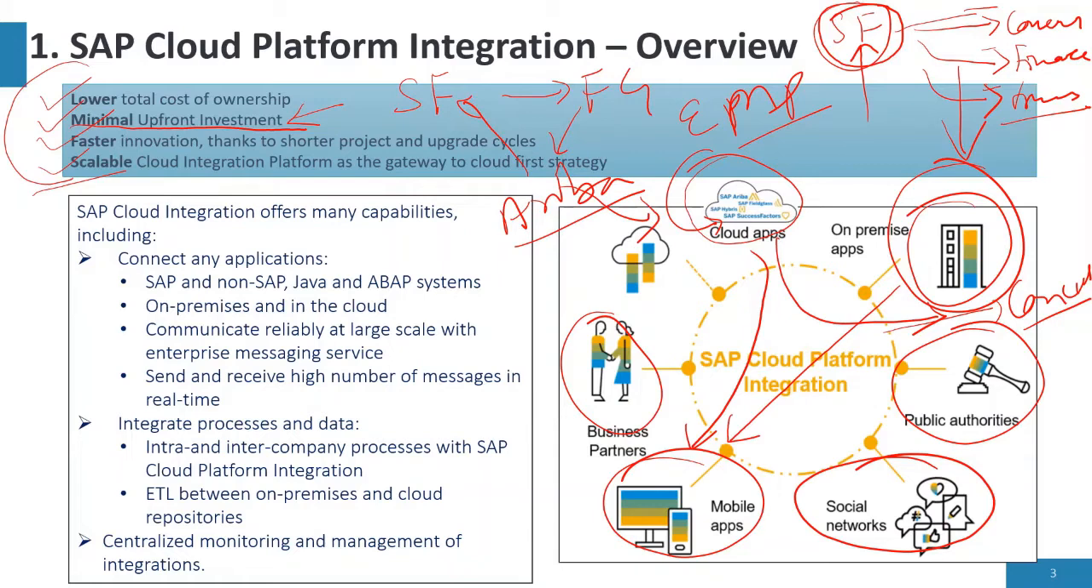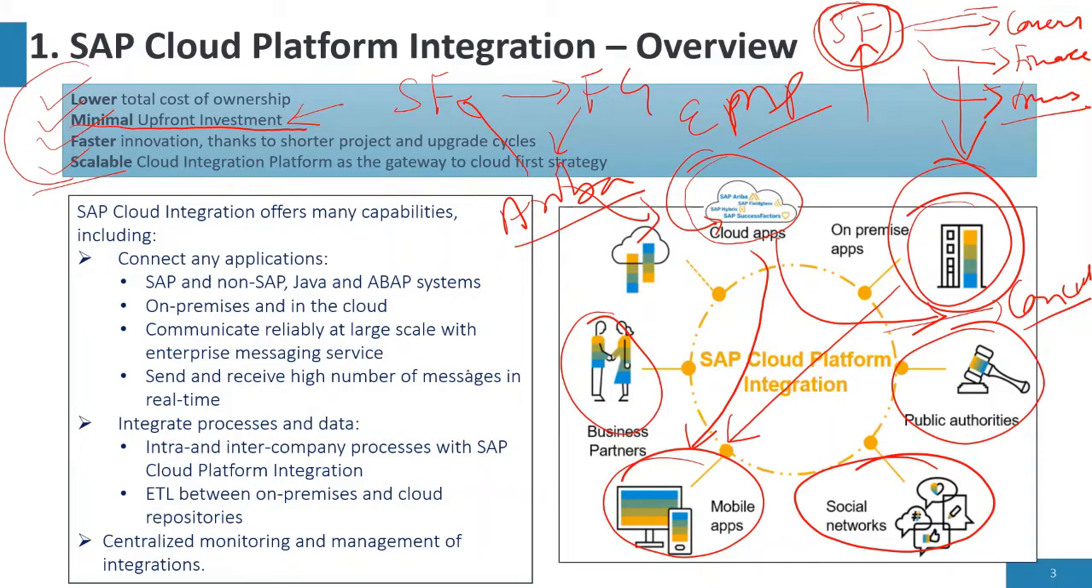Okay, so now we are going to discuss what the cloud platform offerings or capabilities are. As you know, CPI is a middleware. It will help you to connect all different types of systems, right? So here it will help you to connect SAP with non-SAP systems, then Java systems, then ABAP systems. Any kind of systems it will help you to integrate, and then it will also help you to connect on-premise and cloud systems. Also it helps you in communicating reliably, and sending and receiving a high number of messages.